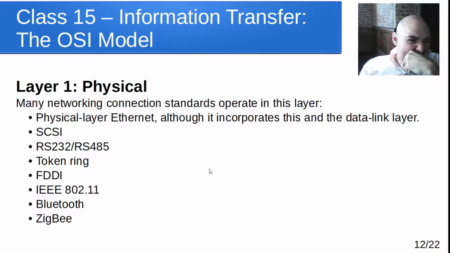But also the SCSI, or Small Computer Systems Interface, which was a standard for connecting hard drives and things like that. RS-232, Token Ring, FDDI, which is a fiber optic interface. The 802.11 for wireless networking, Bluetooth, Zigbee, 802.14, and so forth. These all have physical aspects to them. These are wireless down here. This is optical here. These are wired up here.